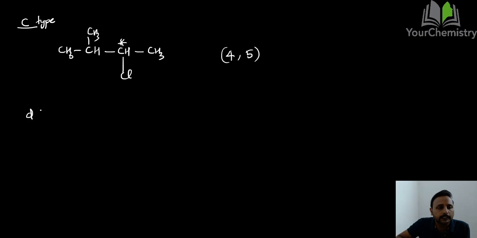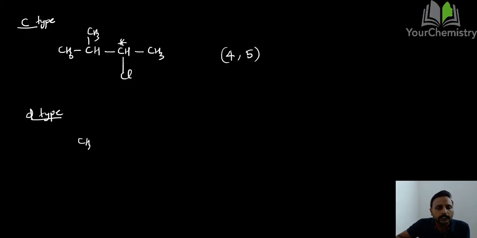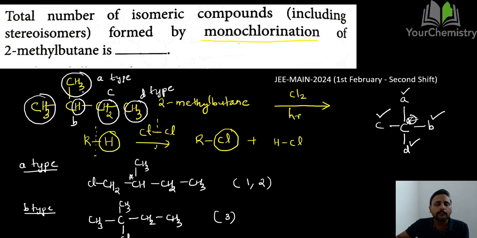Now I am going to replace the D type hydrogen. What is that? Let's see the D type hydrogen. So CH3, CH, CH3, CH2, CH2, Cl. So I replaced one of the hydrogens of D type and you can see that there is no chiral carbon. So it is going to exist in a single form and that will be the 6th form of the given monochlorinated compounds. So if you see, when I replaced each type of these hydrogens with chlorine, I am able to get 6 different compounds including the stereoisomers.